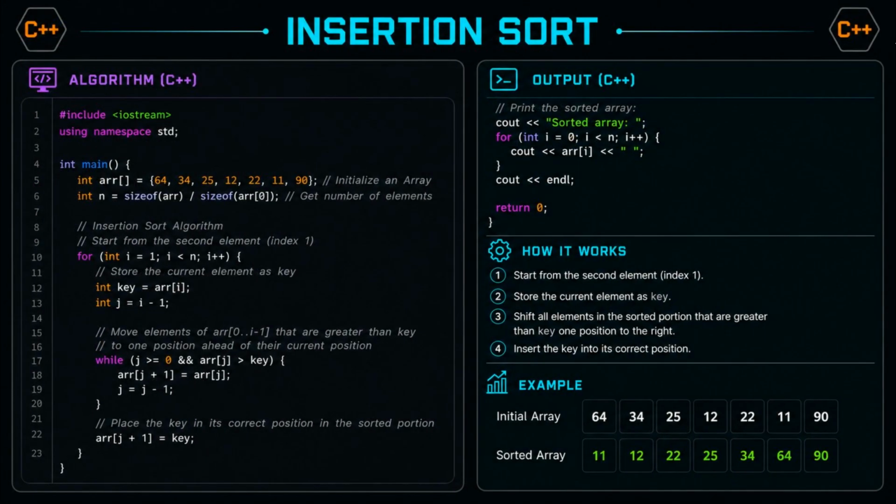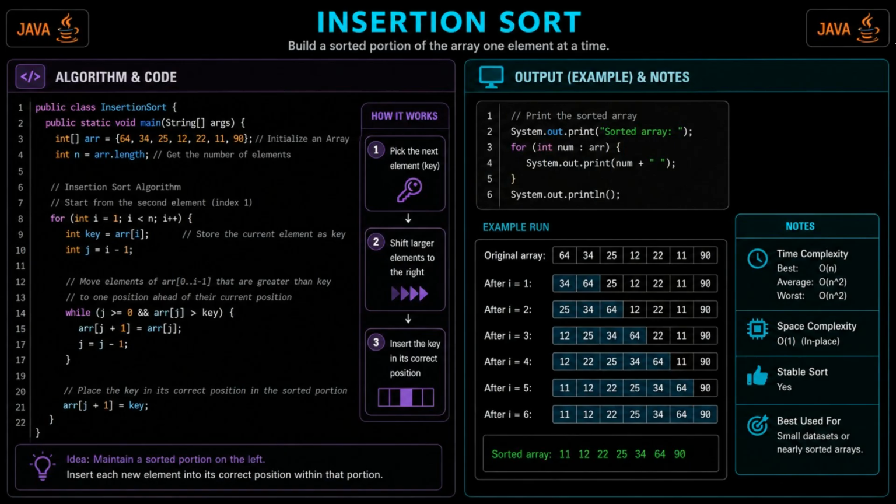Here's insertion sort as actual C++ code, sorting 64, 34, 25, 12, 22, 11, 90. Starting from the second element, each one gets stored as the key, and a while loop shifts every larger element in the sorted portion 1 spot to the right until it finds the key's correct position. Notice this shifts elements rather than swapping pairs, which is what sets insertion sort apart from bubble and selection sort. Here's that same insertion sort logic in Java.